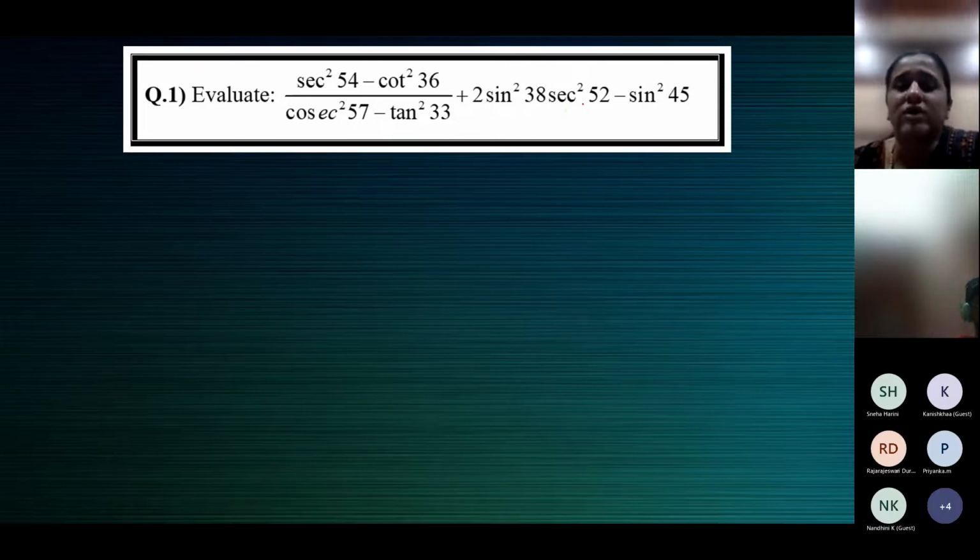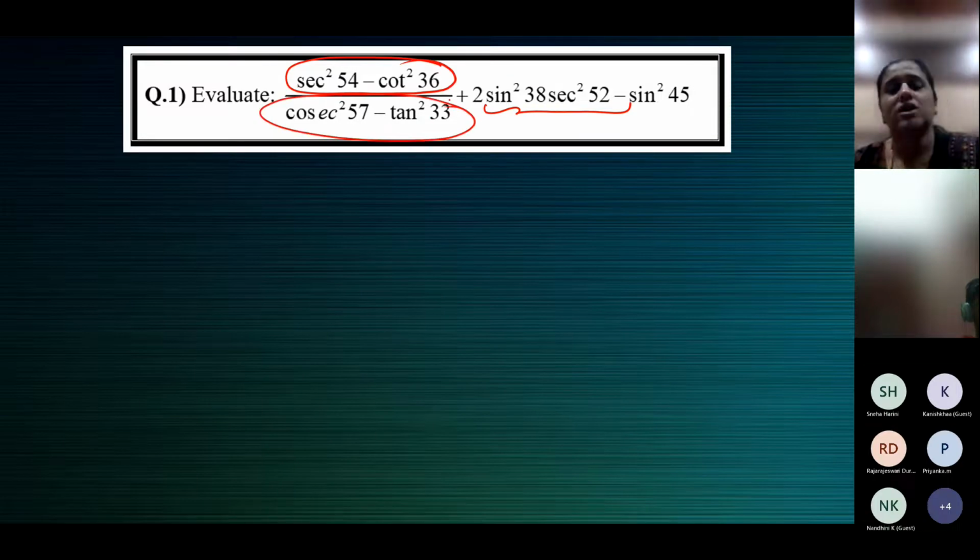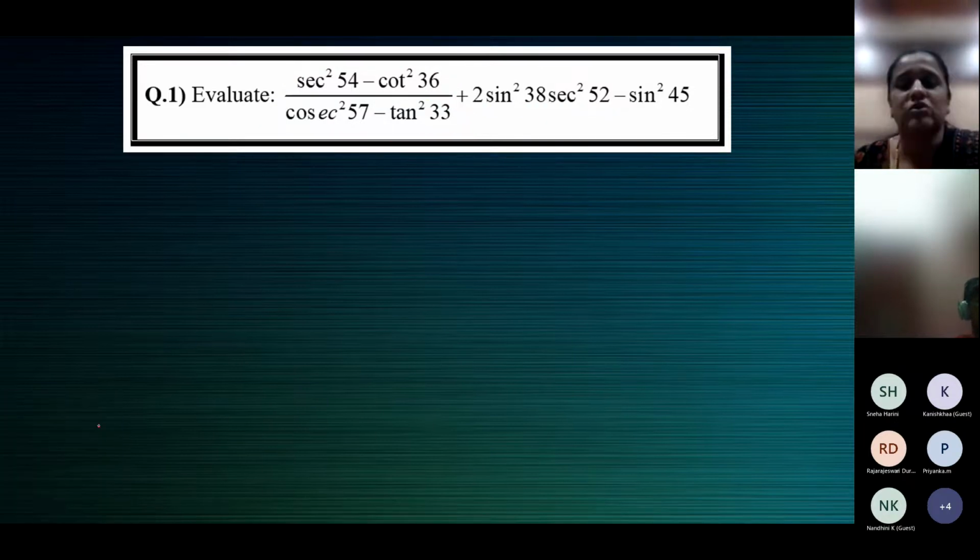It's a product. So whenever you're working with a pair like this, two ratios, don't change both. You can change any one of the two. That's the idea. So here also, you're working with sine square 38 and secant square 52. Don't change both. Change any one using complementary ratios. In the answer slide, I don't know what I've changed, but I'm saying you can change anything.